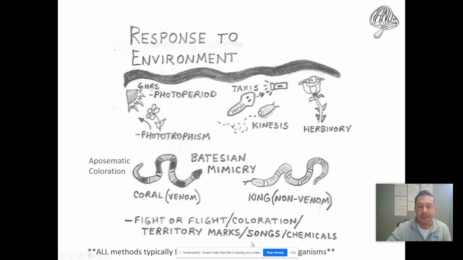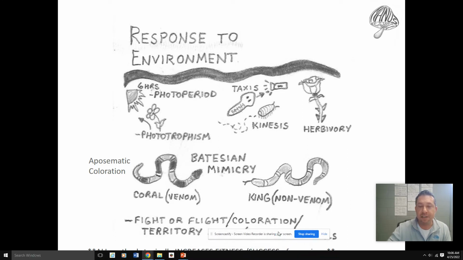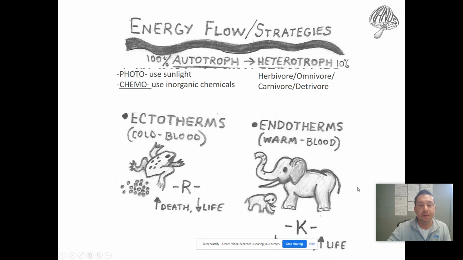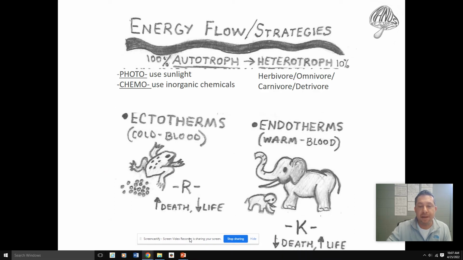A couple other good examples might be the fight or flight coloration, again, going back to the Batesian mimicry. You could also have the territory markings, songs, chemicals, pheromones, different things like that that might increase an organism's survival. Good thing to keep in mind is that these responses to the environment are going to increase the organism's chances of survival.